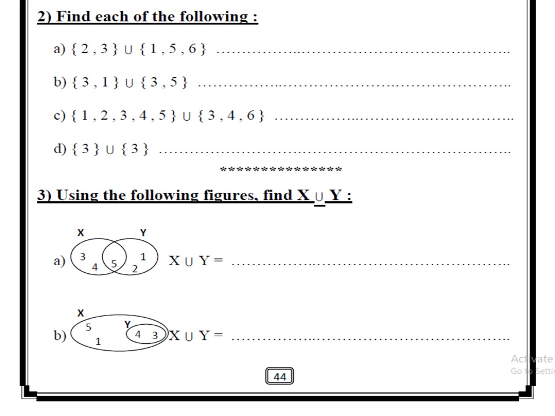Using the following figures, find x union y. So here, they are representing it by Venn diagram. All you are going to do is open your bag and collect all of the elements, which are 1, 2, 3, 4, 5. Next, x union y. As we can see, x is a subset of y, so we are going to list all the elements in y, which are 1, 3, 4, 5.